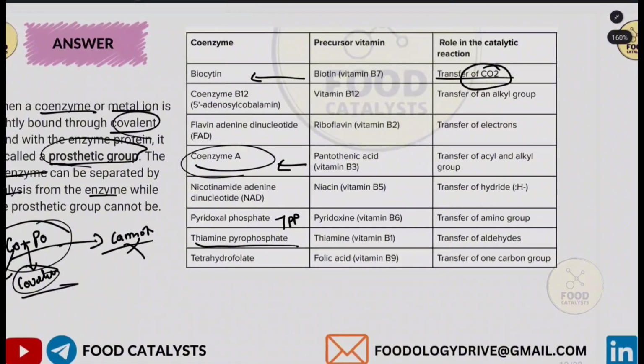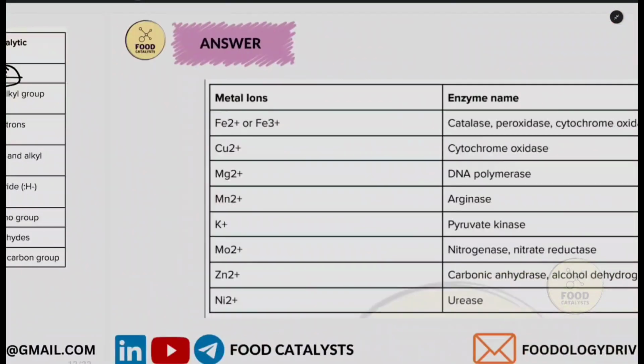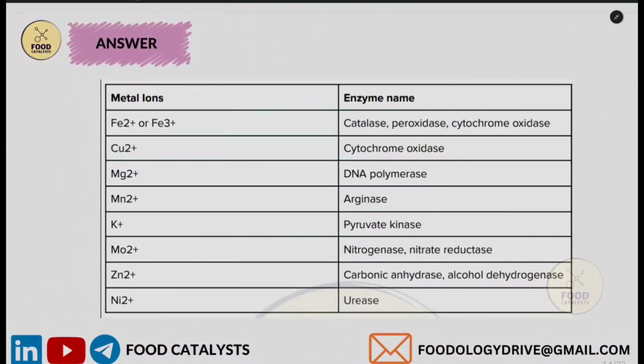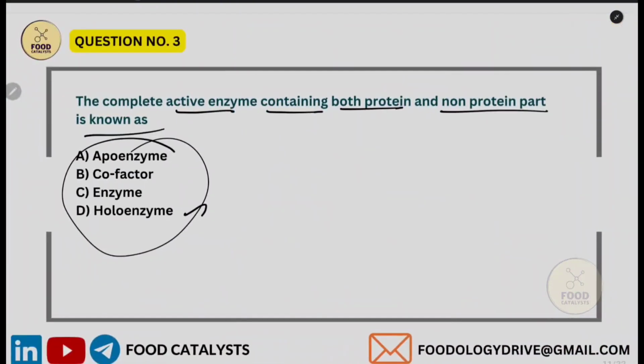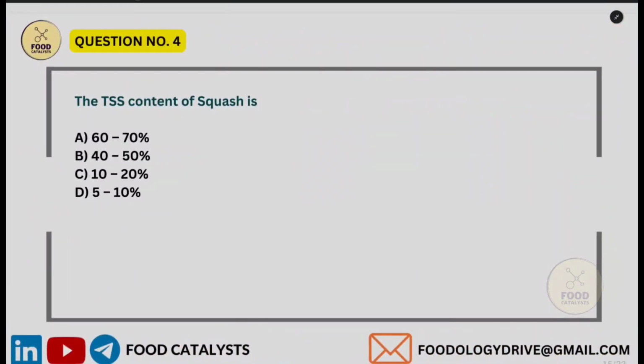And I have also included metal ions and their enzyme names. Okay, for iron it is catalase, peroxidase and cytochrome oxidase. So these are the specific metal ions and these are the enzymes which are attached to them. Okay, so the specific metal ions will be attached to the specific enzyme. So this we can say is a cofactor or coenzyme. And this is the protein part of an enzyme, or we can say apoenzyme. Okay, that's it. Let's move further. I think I have answered the question. It's holoenzyme.